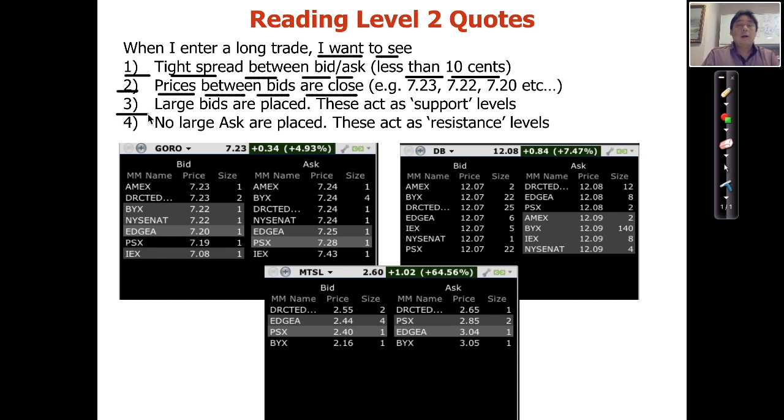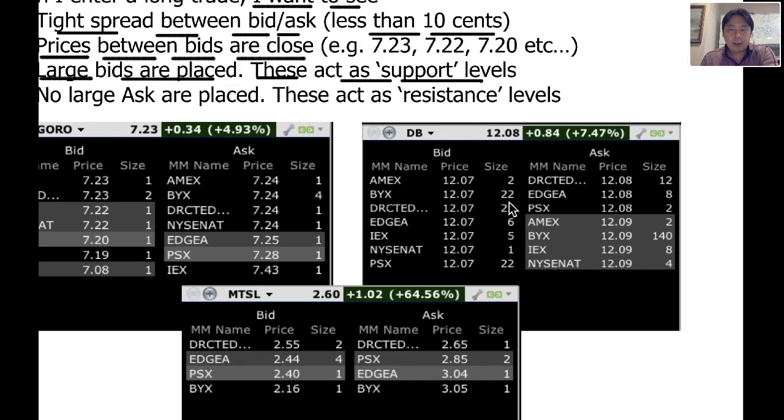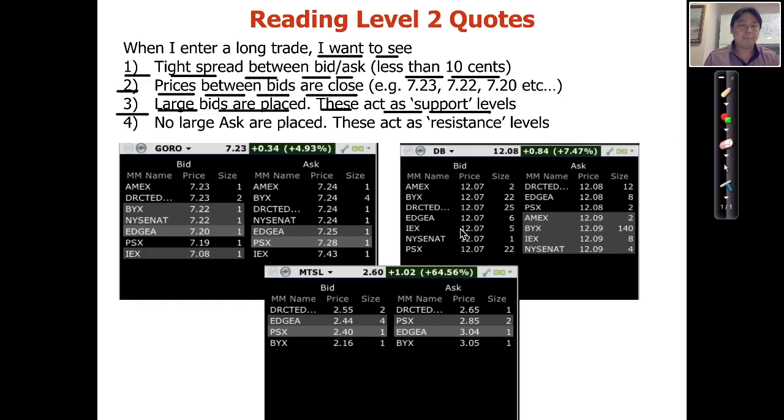Next, before I buy, I check whether there are large bids placed. Number 3 is the same as what I've already covered. These act as support levels. Again, I want to see big bids that are supporting the price, and the price is very tight over there.